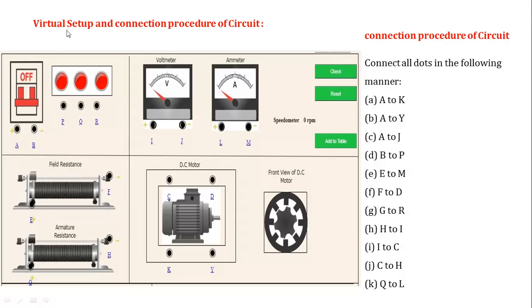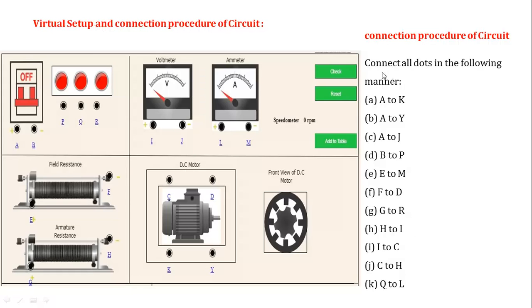Okay, so this is the virtual setup and the connection procedure of the circuit. It is a virtual tool. Actually you will get the overall idea over here. This is the voltmeter, this is the ammeter. This is nothing but the DC motor, and this is the field resistance, and this is the armature resistance. Each and everything is included in this setup. And how we are going to make the connections point to point is explained in this scenario.